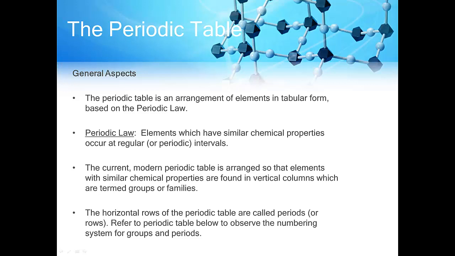And there are other trends on the periodic table as well. We call them periodic trends, where we can make generalizations about the properties of different atoms depending on where they're positioned in the periodic table.